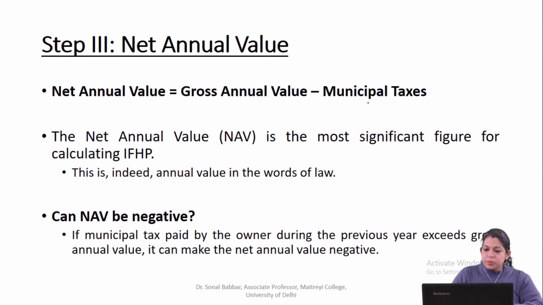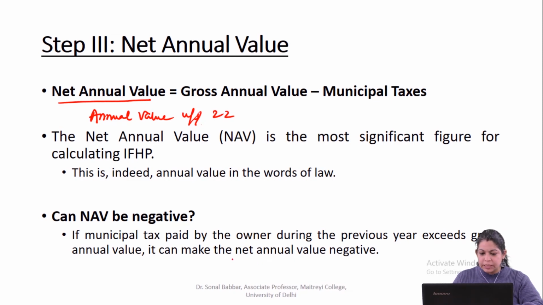When we subtract municipal taxes from gross annual value, we get net annual value. This is actually the annual value under Section 22 of the IT Act. This is indeed the annual value in the words of law, and the calculation of NAV is the most significant step for calculating income from house property. Can NAV be negative? Yes, if municipal taxes paid by the owner during the relevant previous year exceed the gross annual value of the property, it can make net annual value negative.